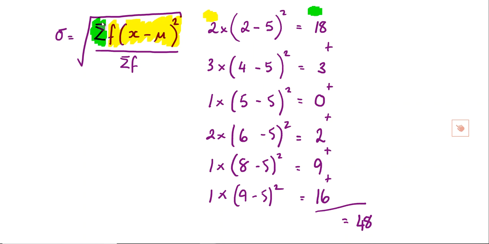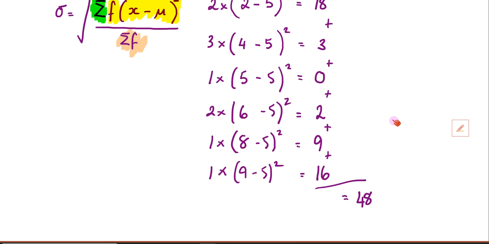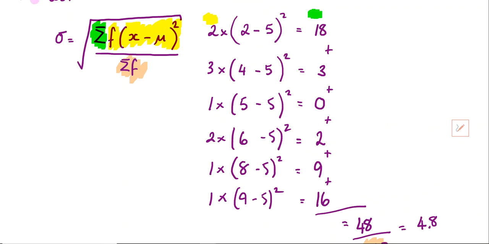So then I'm going to do the next stage, which is to divide by the sum of the frequencies. So the sum of the frequencies is just how many numbers do I have. So what am I going to divide by? 10. Good. So I'm going to divide by 10 and I get 4.8.